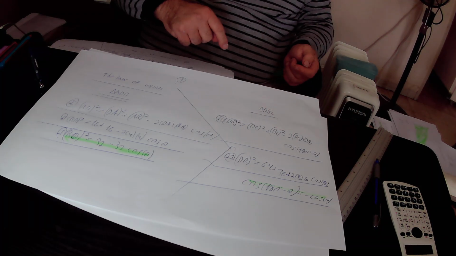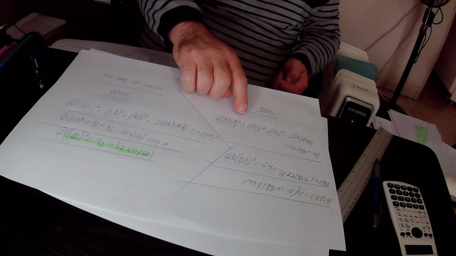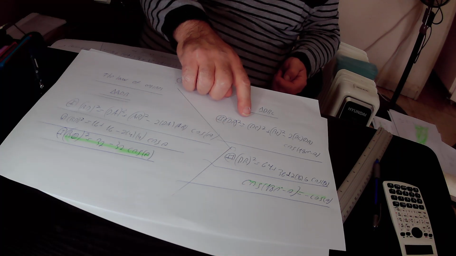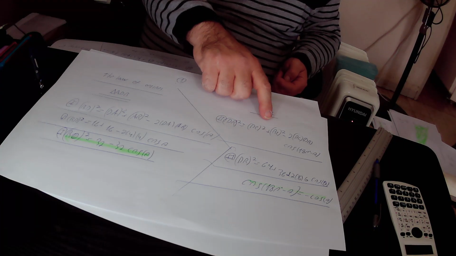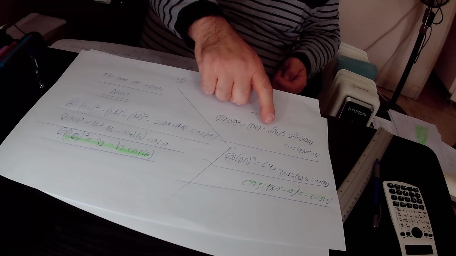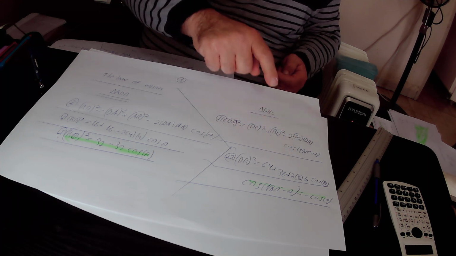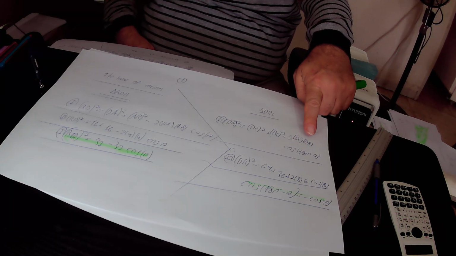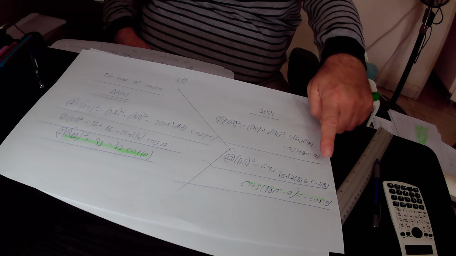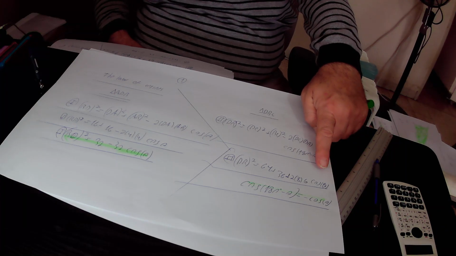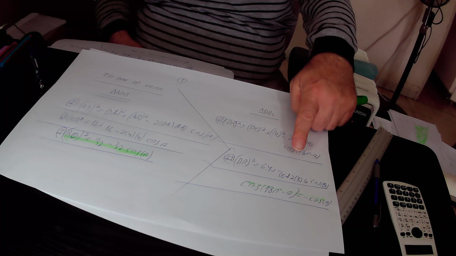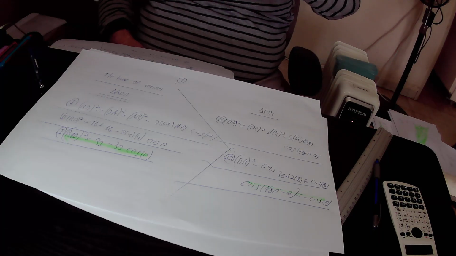We did it and we found out that BD squared equals DC squared. DC is 8, therefore DC squared is 8 squared, that is 64, plus BC squared. BC is 6, therefore BC squared is 6 squared, that is 36, minus 2 times DC, that is 8, times BC, that is 6, times cosine of 180 degrees minus theta. But cosine of 180 degrees minus theta is minus cosine theta. So we have minus times minus is plus. So this expression in total is a positive expression.